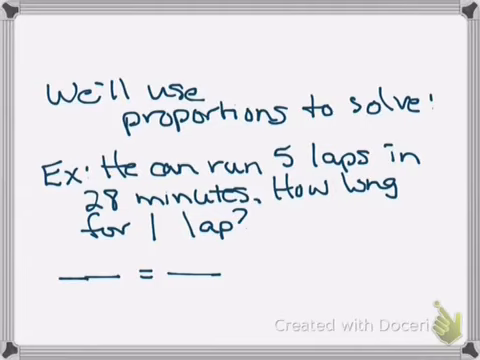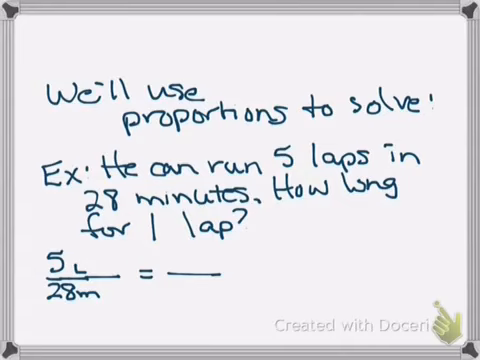So here's what a proportion looks like. A proportion is a statement that 2 ratios are equivalent, so you have a ratio on the left side and a ratio on the right side. My categories in this problem are laps and minutes. So I've decided to make the numerator on the left side laps. 5 laps in 28 minutes. So that's a ratio, and those are related because they're both from the same scenario. 5 laps in 28 minutes. I have laps over minutes.